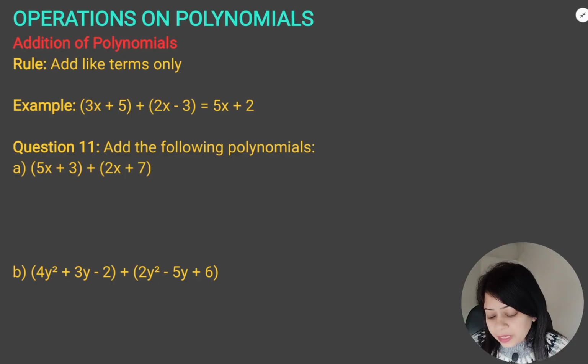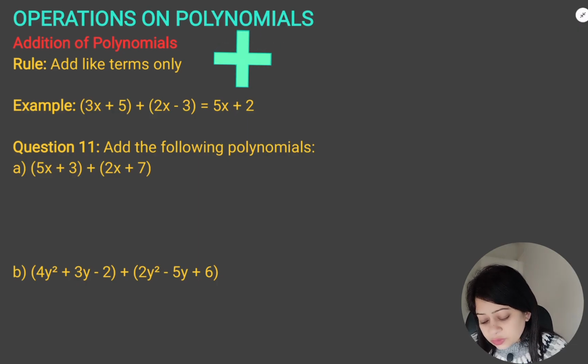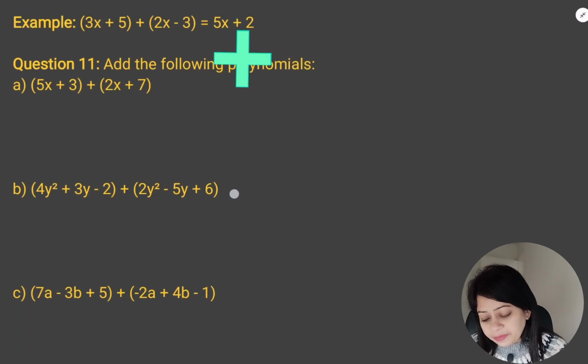Okay. Here we have operations on polynomials, right? First thing, I just told you earlier that likewise we do in arithmetic, in polynomials as well we can add them, subtract them, multiply them and divide them. And today we will learn everything, how to add, subtract, multiply and divide polynomials. So first, example number 11.